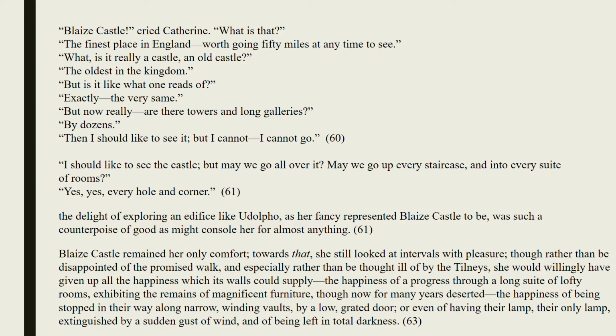"I should like to see the castle, but may we go all over it? May we go up every staircase and into every suite of rooms?" "Yes, every hole and corner."